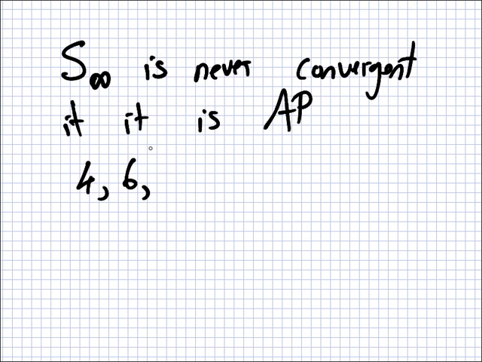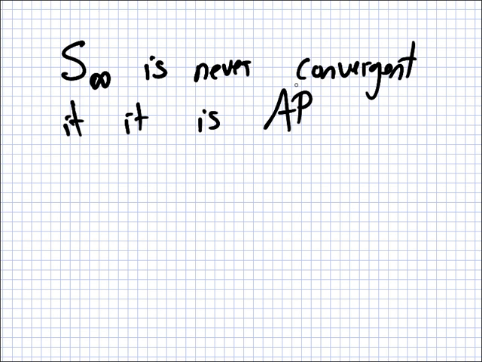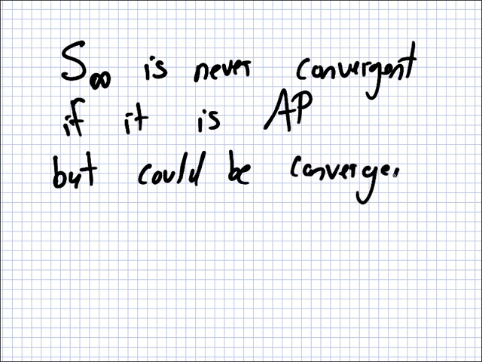And you might think, well, what about if I try adding together numbers which are getting smaller, like say 4 plus 3 plus 2 plus 1 plus 0 plus minus 1 plus minus 2, etc. What would that become? Minus infinity. So there's no way that an AP could have a limit, but a GP could. So S infinity is never convergent if it is an AP, but could be convergent if GP.